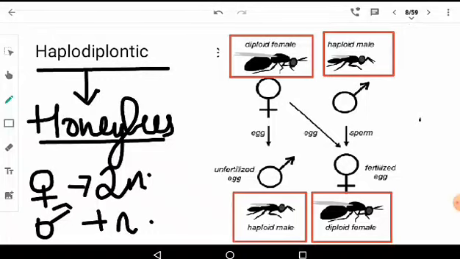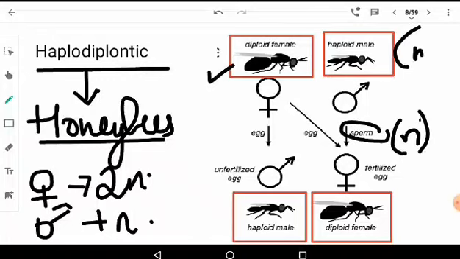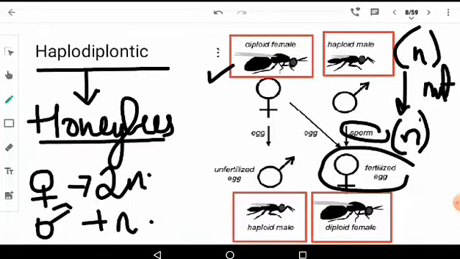So as you can see over here, the diploid female always produces a haploid egg. And by which process can it produce that? It is meiosis. So as a result of meiosis, a diploid female can produce haploid eggs. Now if this haploid egg fertilizes with a sperm, which is always haploid, produced by a haploid organism by the process of mitosis, then it results in the formation of a fertilized egg. Fertilized egg will result in a diploid female.